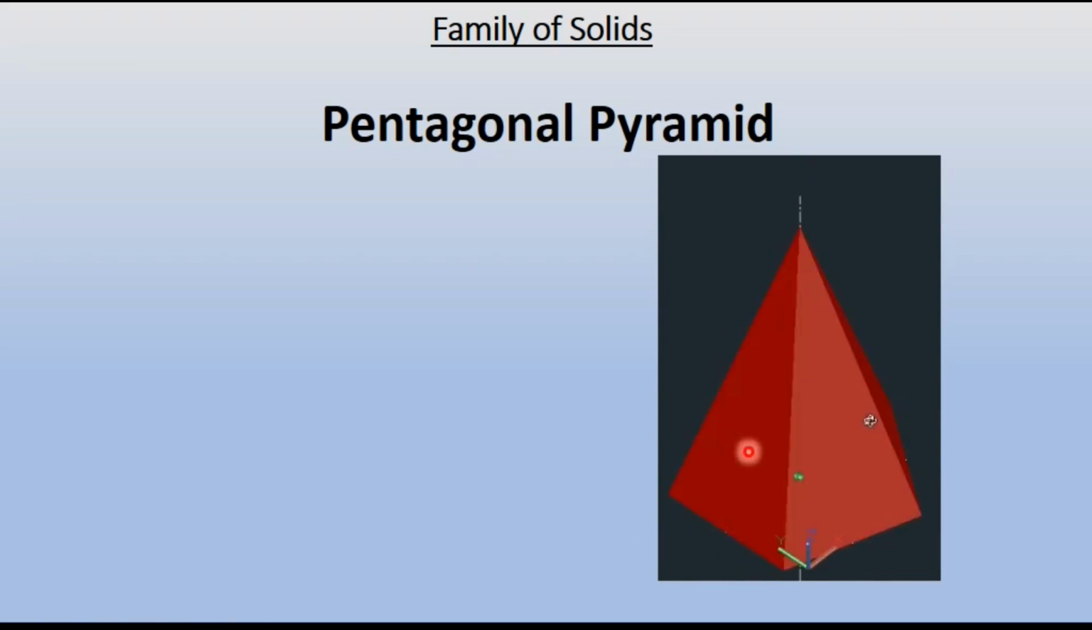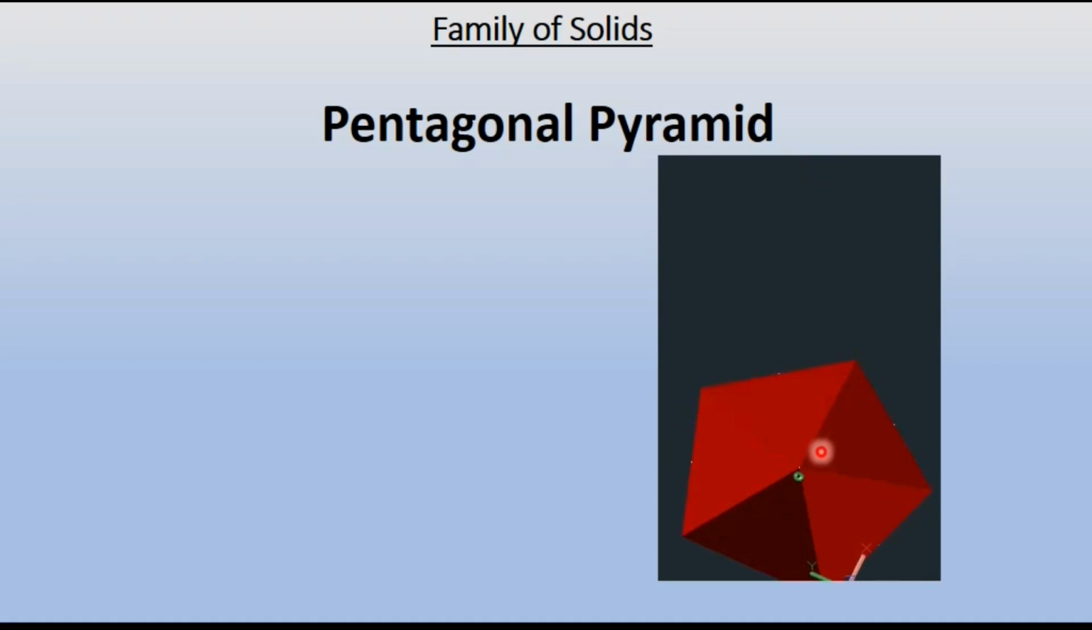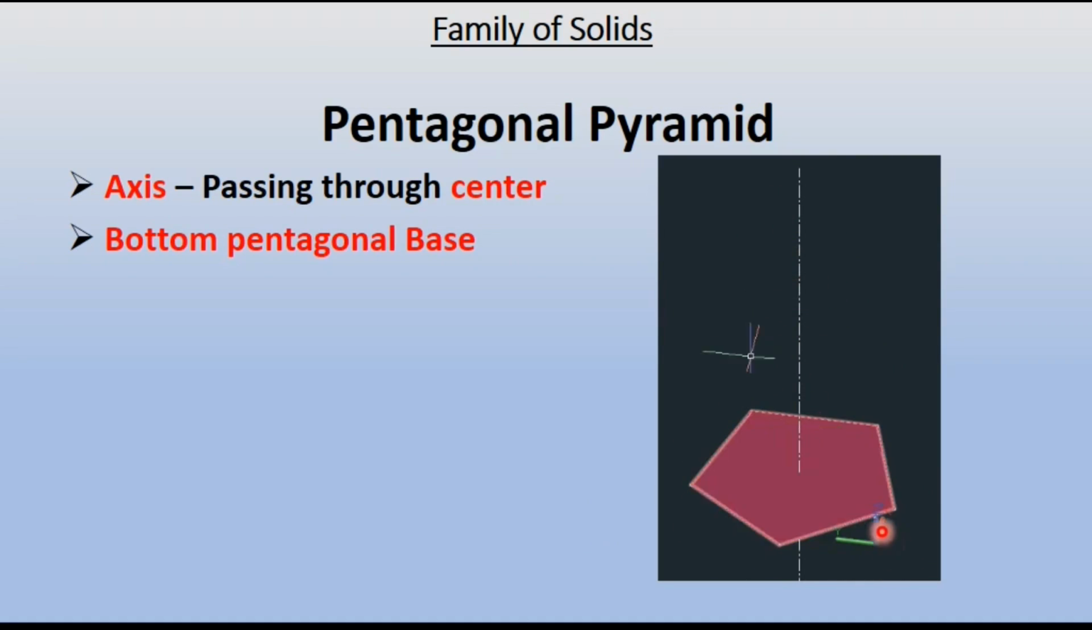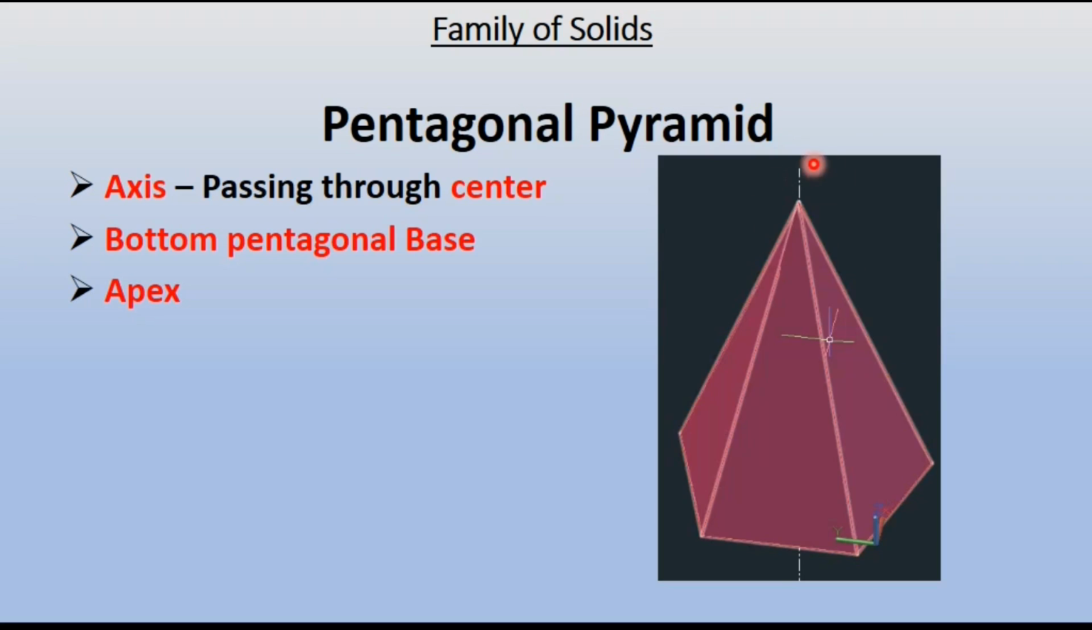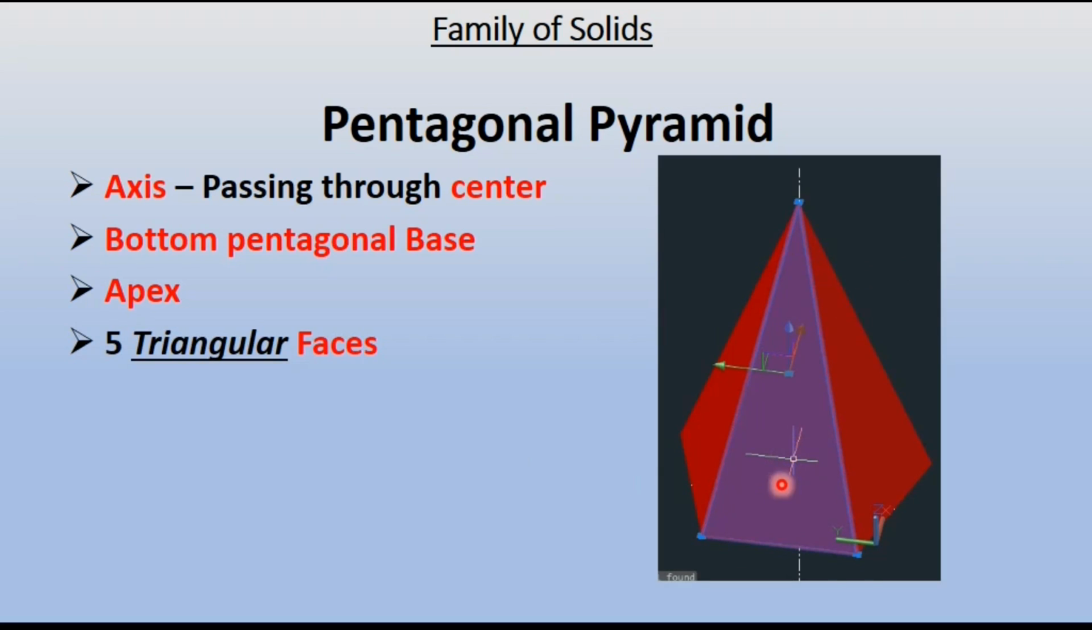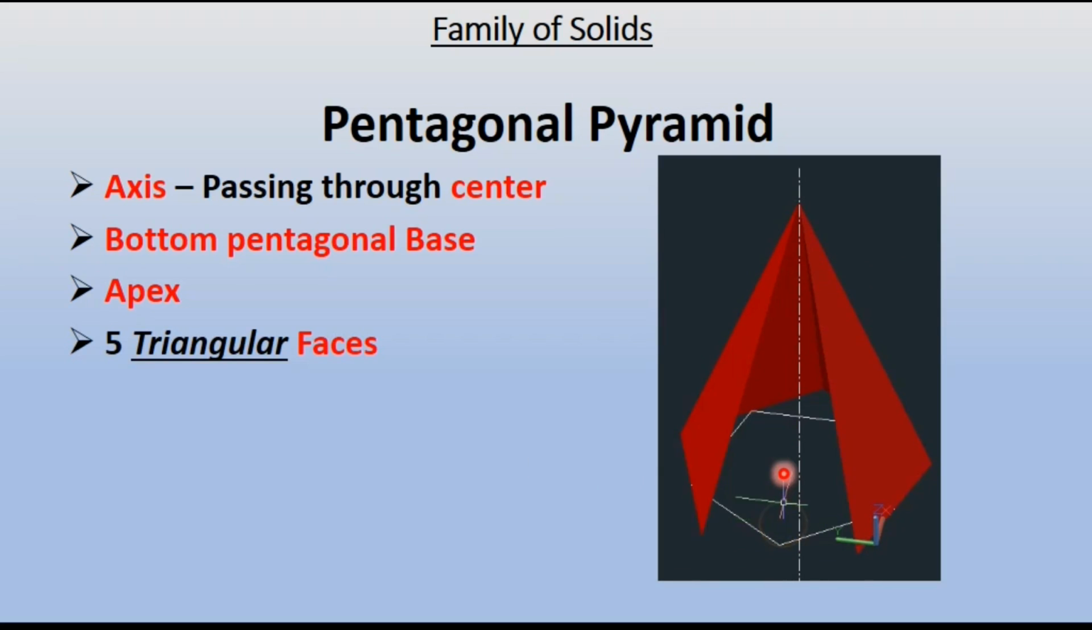So as you can see from above, it is looking like a pentagon, but at the top there is only a single point, which is the apex, as you know. In a similar way, it will also have an axis in the center, and in the bottom there will be a pentagonal base. It will have the apex point at the top here, and the pentagonal pyramid will have 5 triangular faces. As it is a pyramid, it will have triangular faces only. That would be 5 triangular faces.